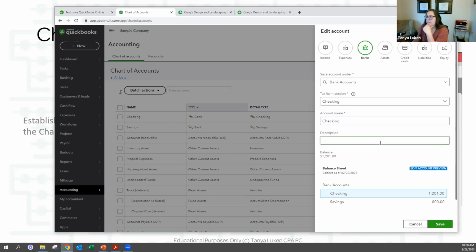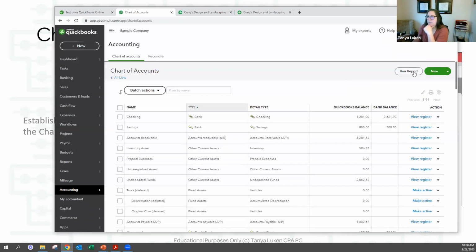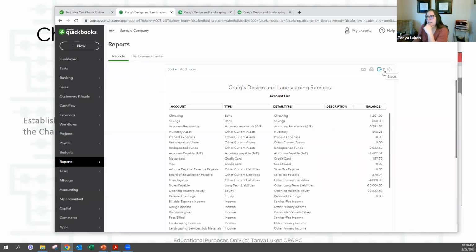Okay, to export, you would run a report, Tanya, and then you would click this little export button. And we'll talk about the export, these buttons here, when we talk about reporting.